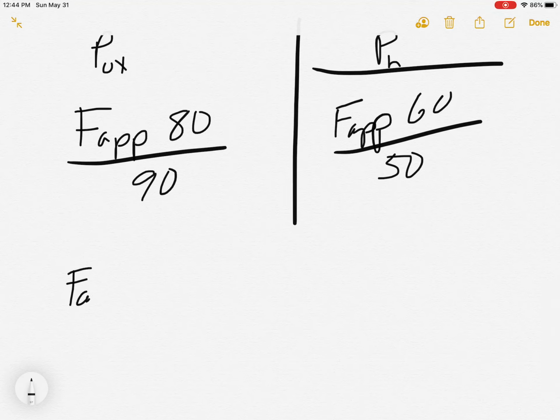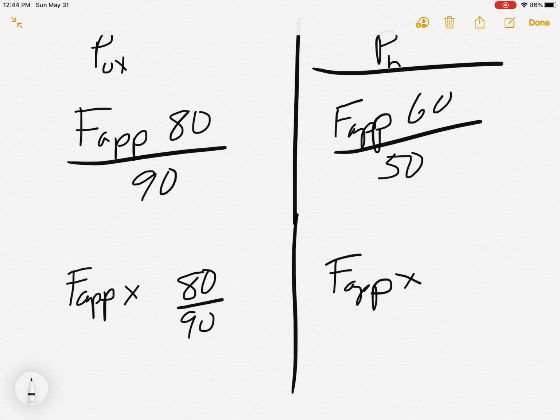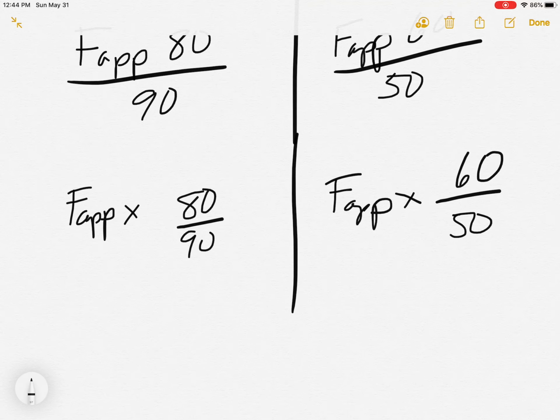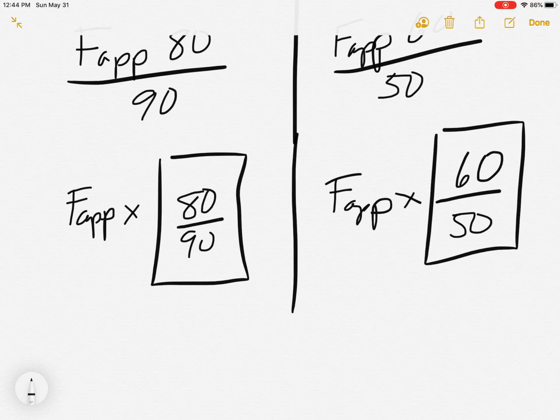So what we really have is an F applied multiplied by 80 over 90 and an F applied multiplied by 60 over 50. It doesn't matter what number F applied is. If it's the same, this is the number that will make the two answers different. So the bigger one is going to give the most power because we're multiplying it by the same F applied. 60 over 50 is a bigger number. You don't even have to figure it out. It's a bigger number than 80 over 90, right?